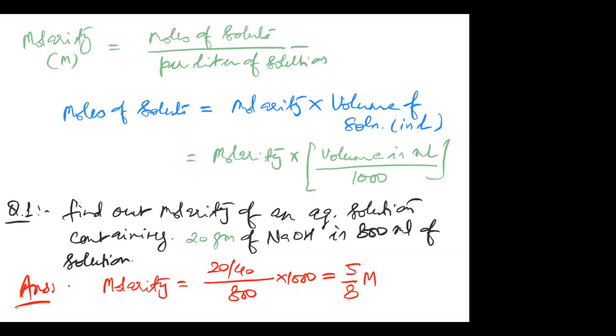Molecular mass of NaOH is 40. So it is mass of NaOH divided by its molecular mass, divided by total volume of 800 multiplied by 1000. It comes out to be 5 by 8 as your answer. I hope it is clear how we can find out the molarity.